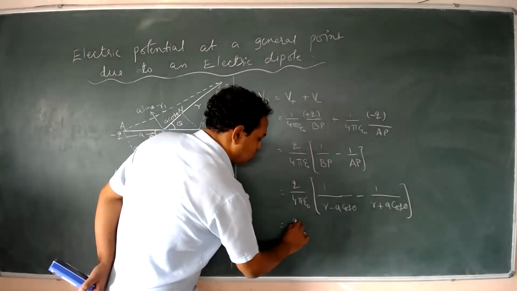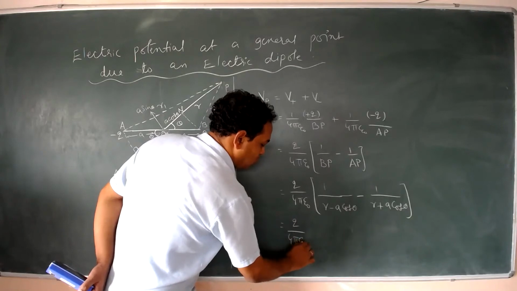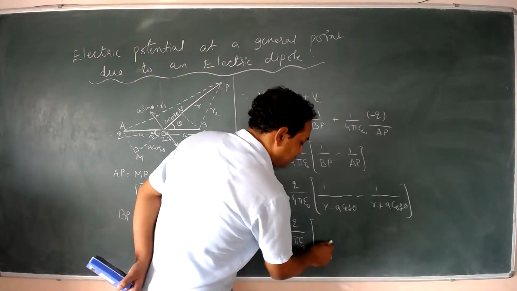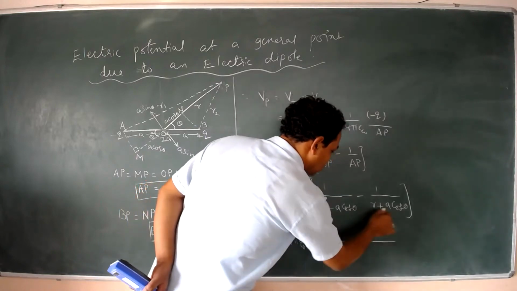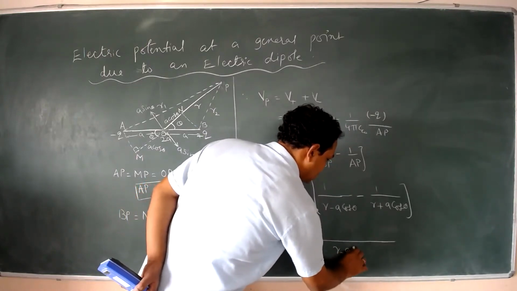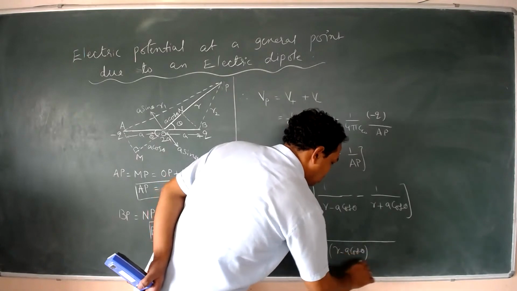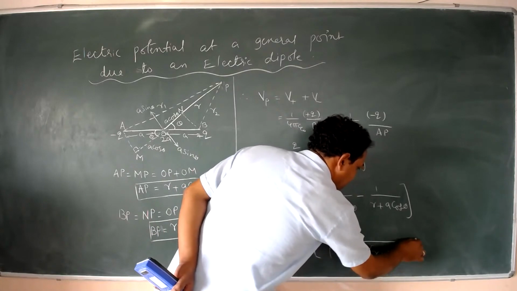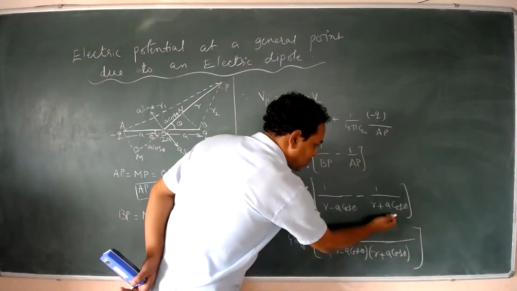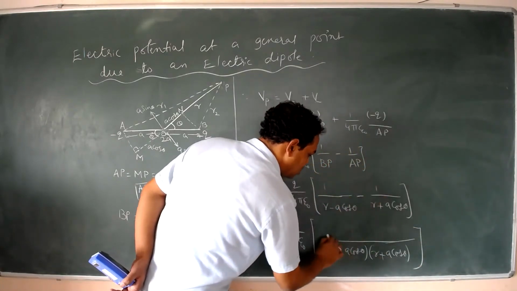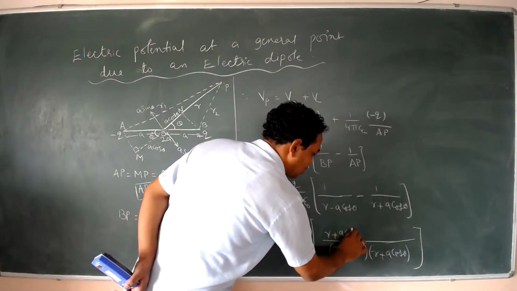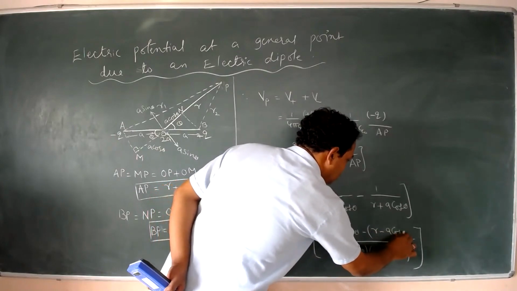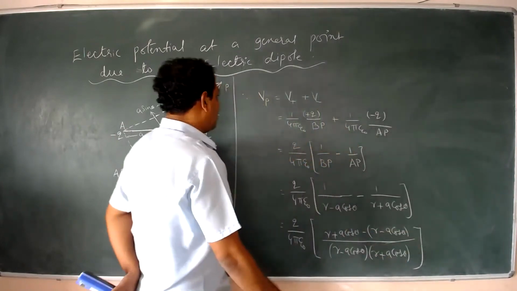So therefore, Q by 4 pi epsilon naught into, see, I am taking the LCM. These two will become R minus A cos theta into R plus A cos theta. Can I write like this? It will come here, this will go there. That means R plus A cos theta minus of R minus A cos theta. Can I write like this? Right.